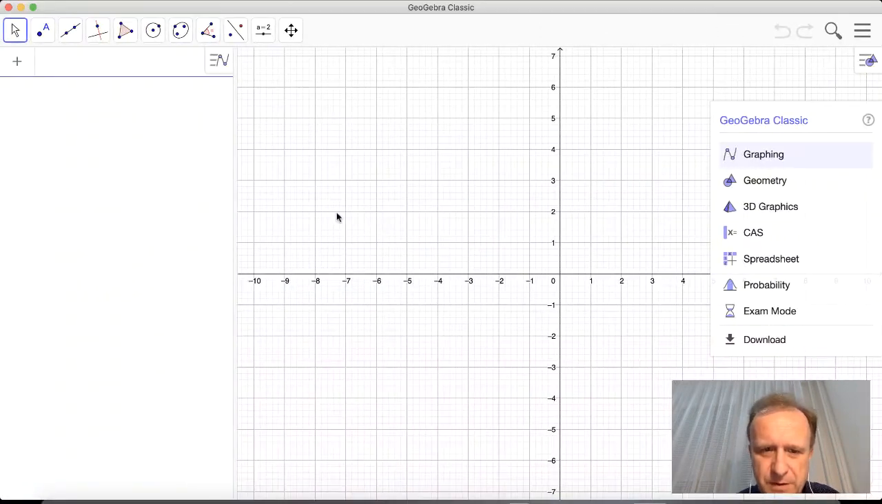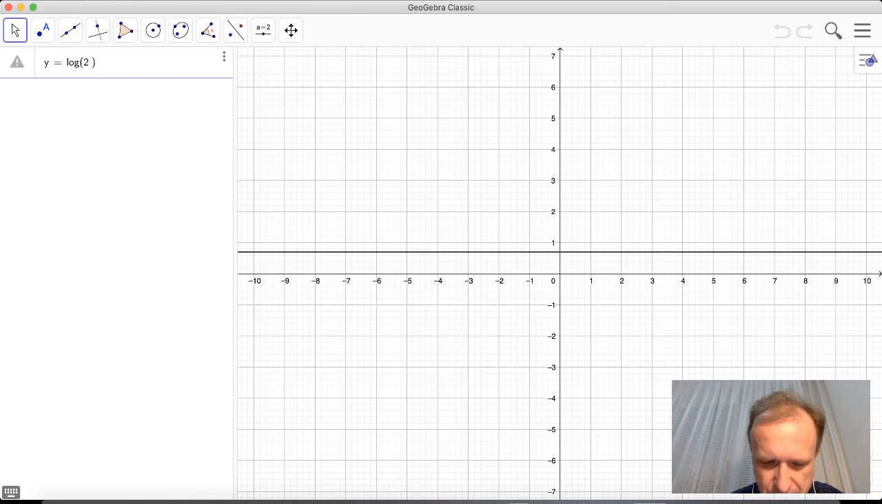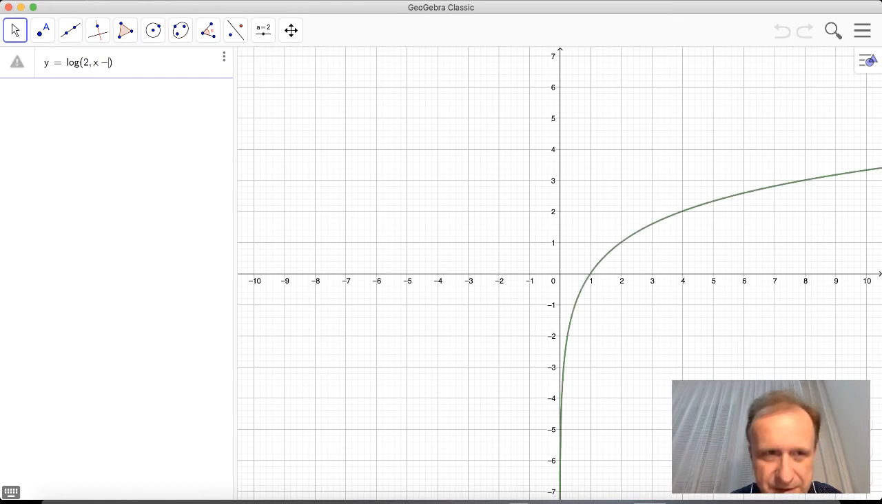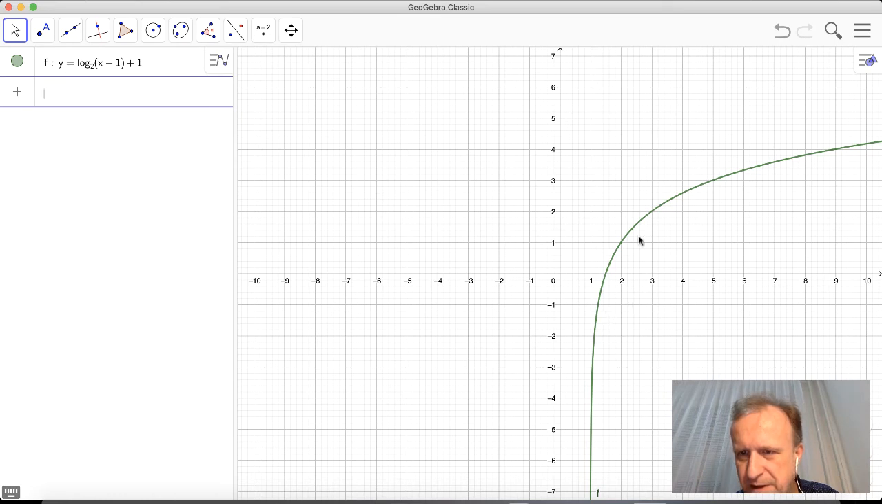So let me go to GeoGebra and type in the formula for the original function. It was y equals logarithm in base 2 of x minus 1 plus 1. So you see GeoGebra has a special logarithmic function in which the base is part of it. You write it here. So this is our function f. You see the result corresponds to the sketch that we obtained just by using our knowledge about translations and so on.